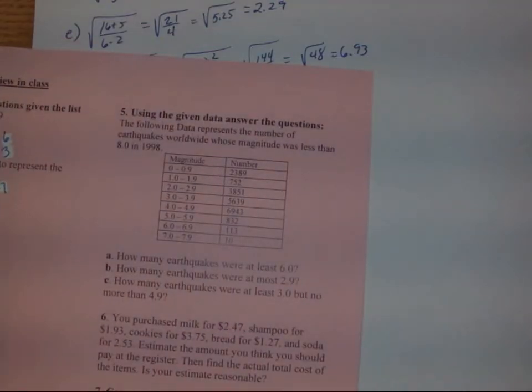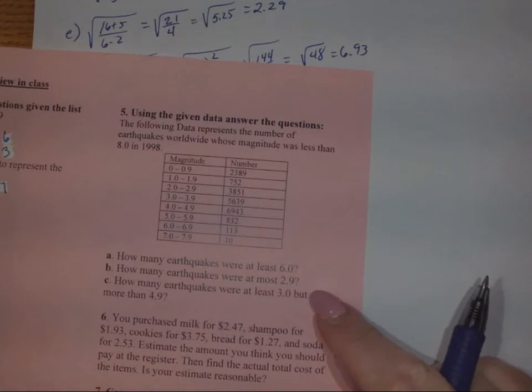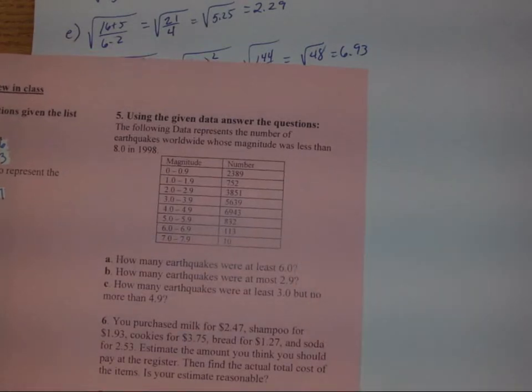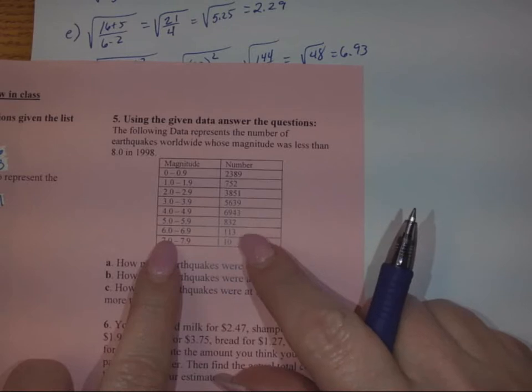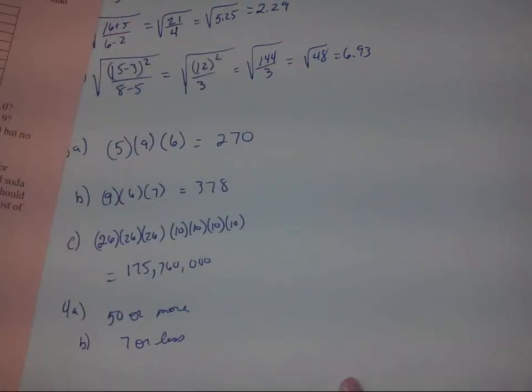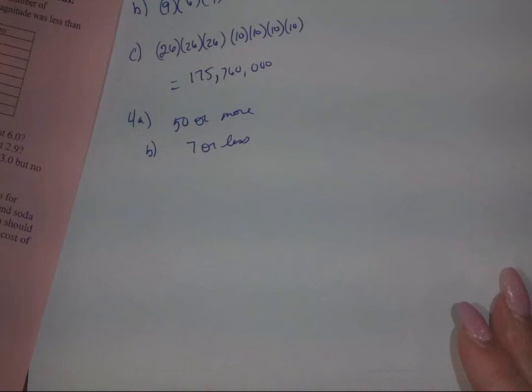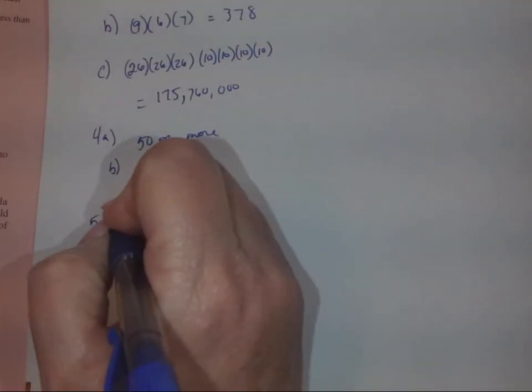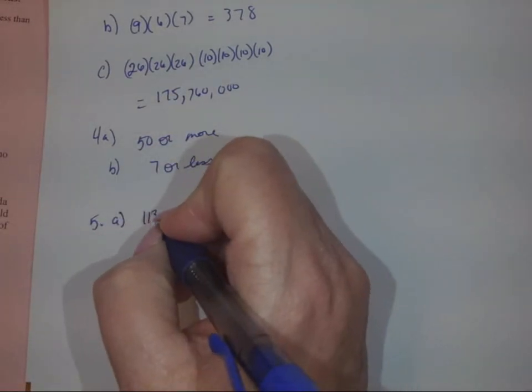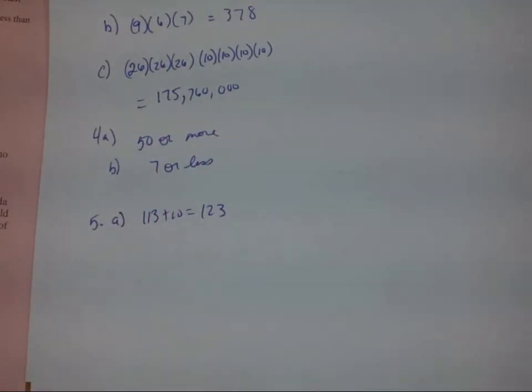All right, so we have some data given, and we are answering the questions based on this data about earthquakes. So how many earthquakes were at least 6.0? And this was in 1998 with the data given. So at least 6.0 means 6.0 or more. So 6.0 is here, so it's going to be 113 plus 10. So for part A, we will have 113 plus 10, which will get us 123.